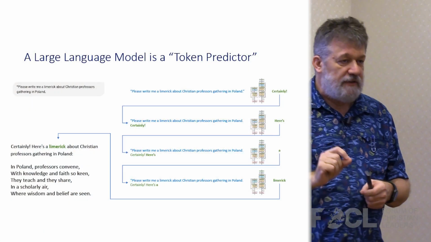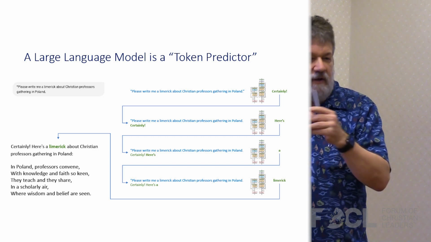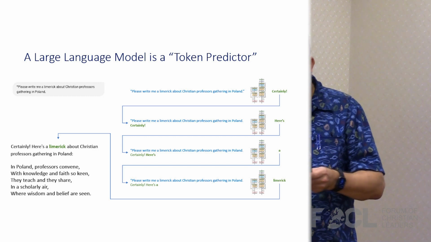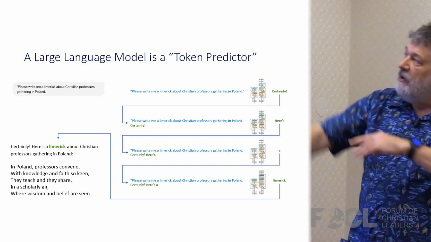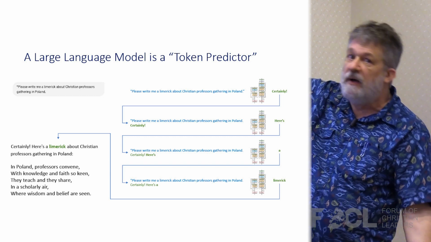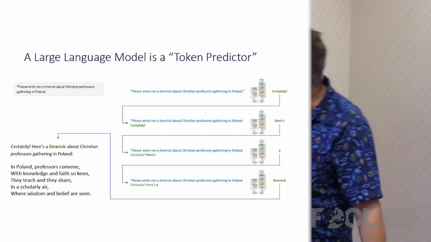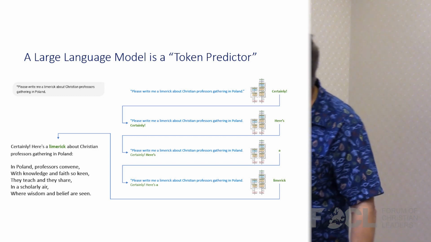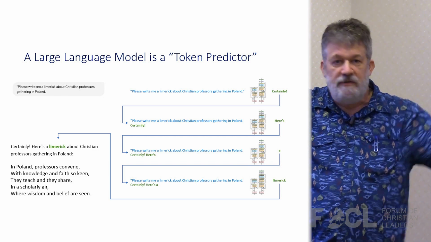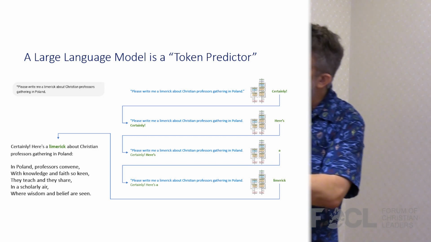So what is it? Some AI scientists do call these large language models, but they call them token predictors. A token is a word or letter depending on how you design the network. And that's really all they do, is they predict the next token, or for simplicity, the next word. So if I say, please write me a limerick about Christian professors gathering in Poland, it's like, well, the highest probability first word is certainly. And then it takes all of that, including certainly, and says the next one is here. It takes all of that and does the same thing again. So it's building up a longer and longer context for guessing the next word. And so then I'll just let it finish.